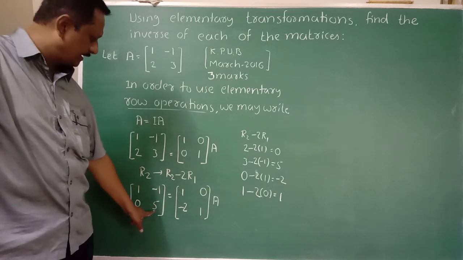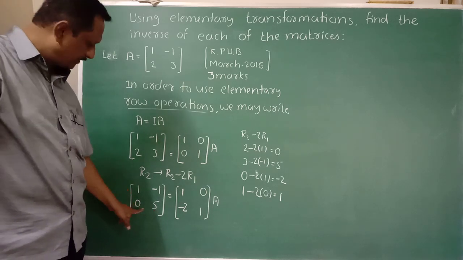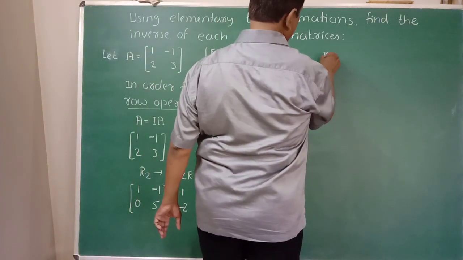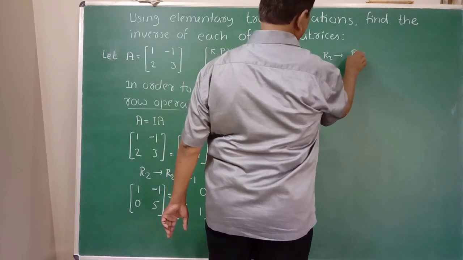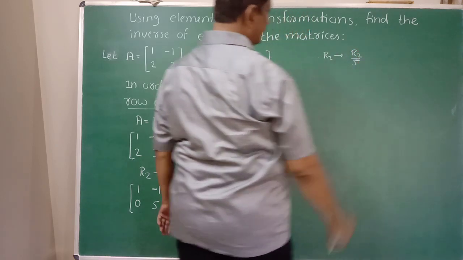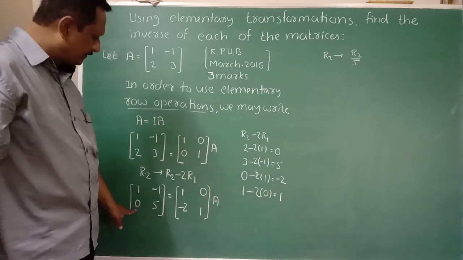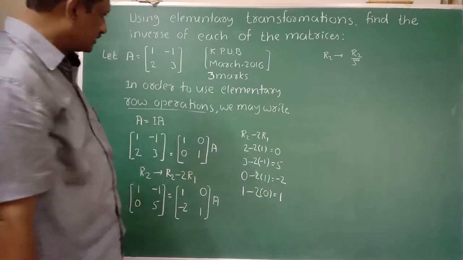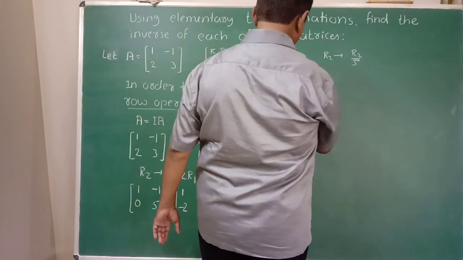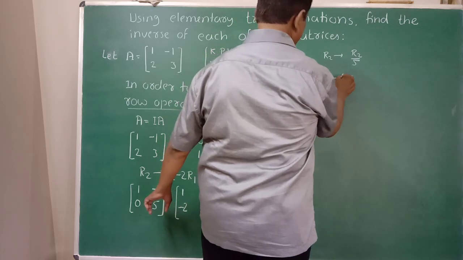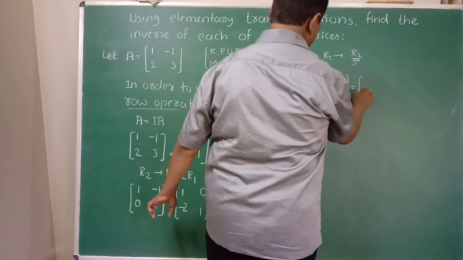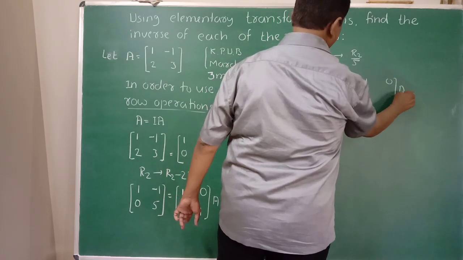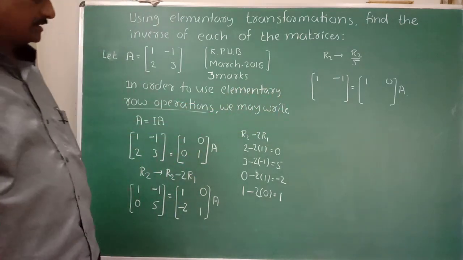Next we want 1 here. Therefore divide the second row by 5. So again R2 divided by 5, dividing the second row by 5 on both sides, left side as well as right hand side. Again the first row stays as it is. Do not change the first row. Therefore 1 minus 1, and on the right hand side also the first row 1 0 stays as it is, and matrix A stays as it is.